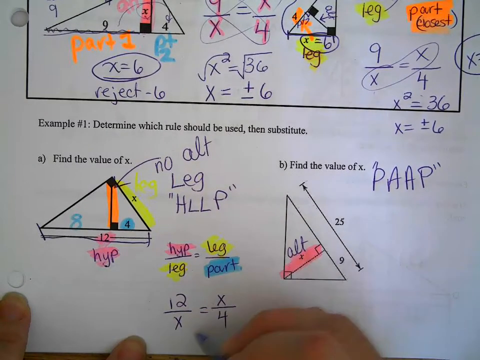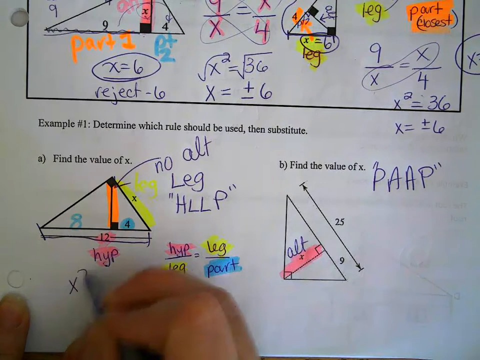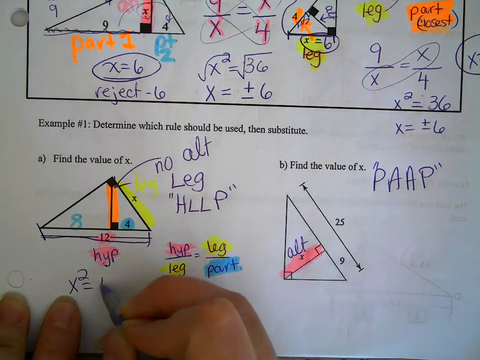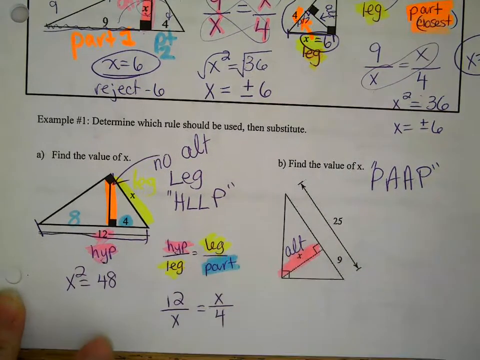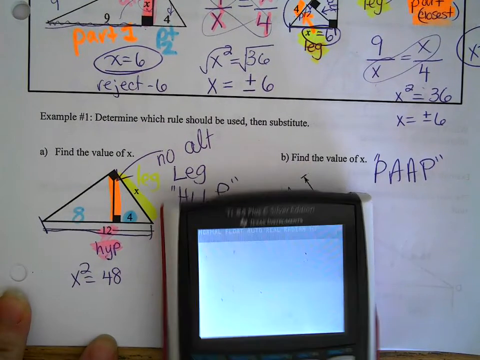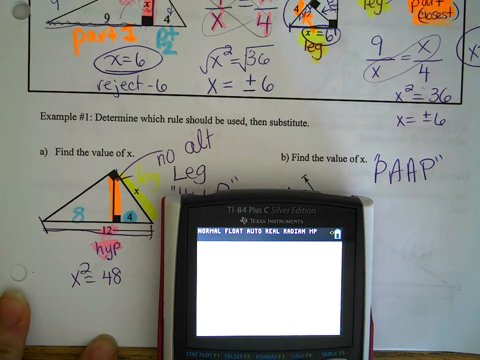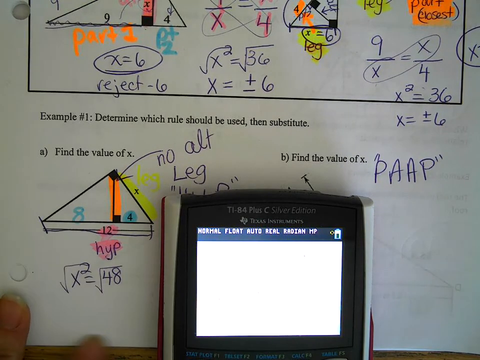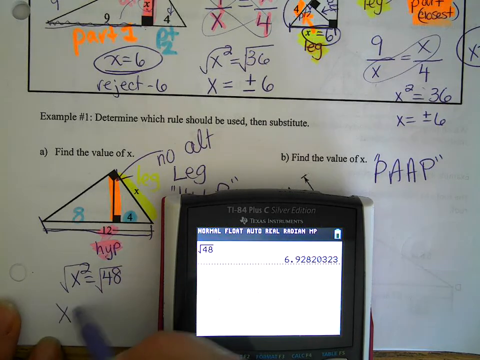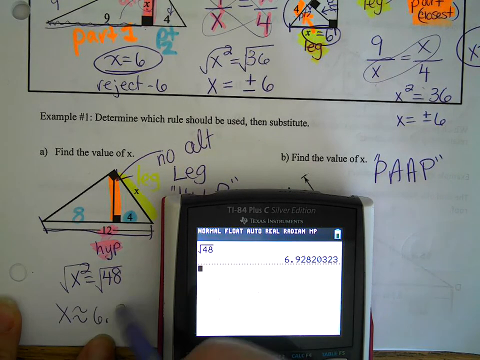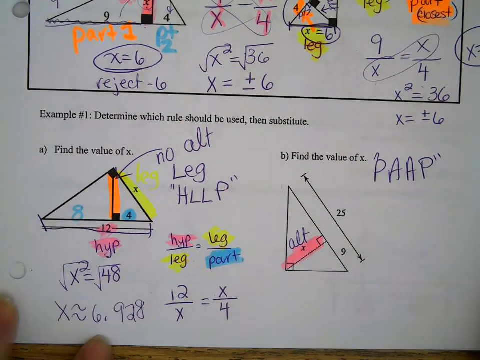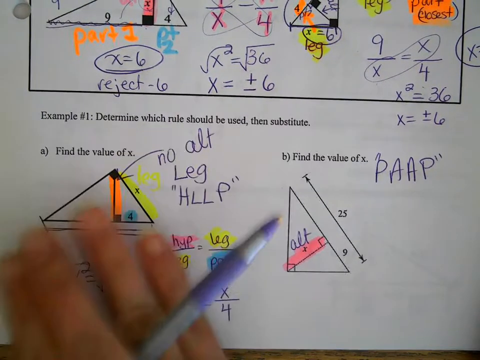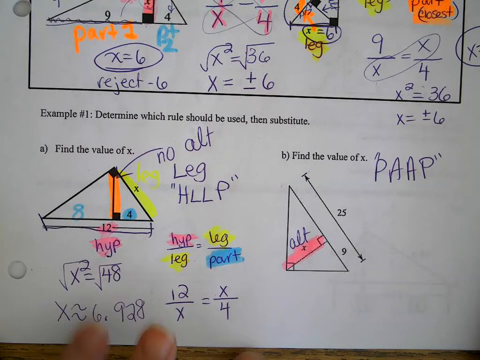So in this case, x times x gives us x squared. 12 times 4 gives us 48. Well, that's not a perfect square, so we've got to go into the calculator. Remember, we undo a radical by taking the square root of 48. X approximates to 6.928. Okay? Sometimes we're asked to leave it in simplest radical form. I'm going to come back to that with radicals soon.